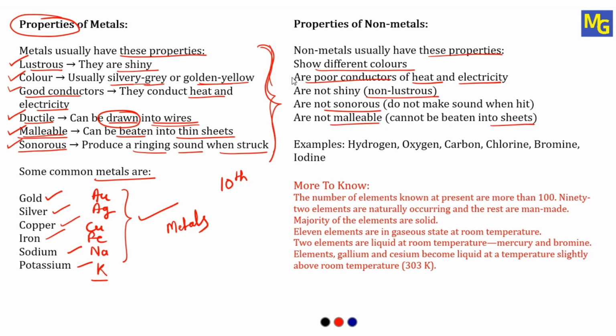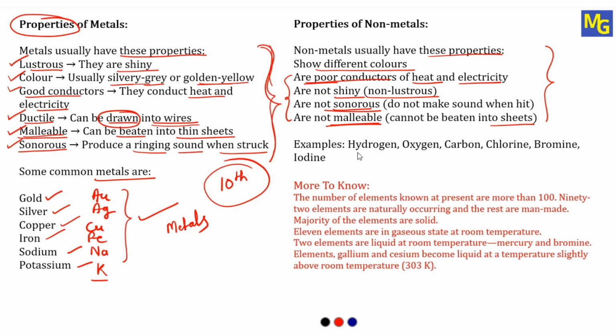So if you see the properties, all are opposite to metals. Metals are good conductors, these are poor. Metals are lustrous, these are non-lustrous. Metals are sonorous, these are non-sonorous. Metals are malleable and these are not malleable. So very easy to remember all the properties, and as I told, here we have seen very little information about the properties because we are going to study in detail in 10th standard.